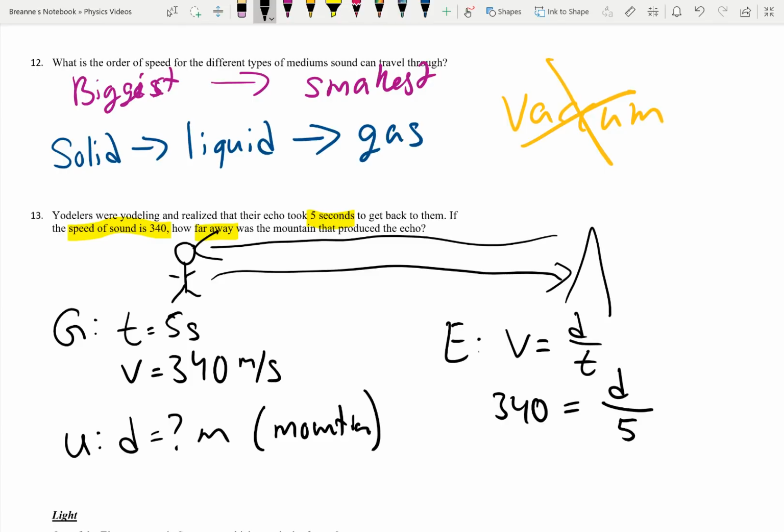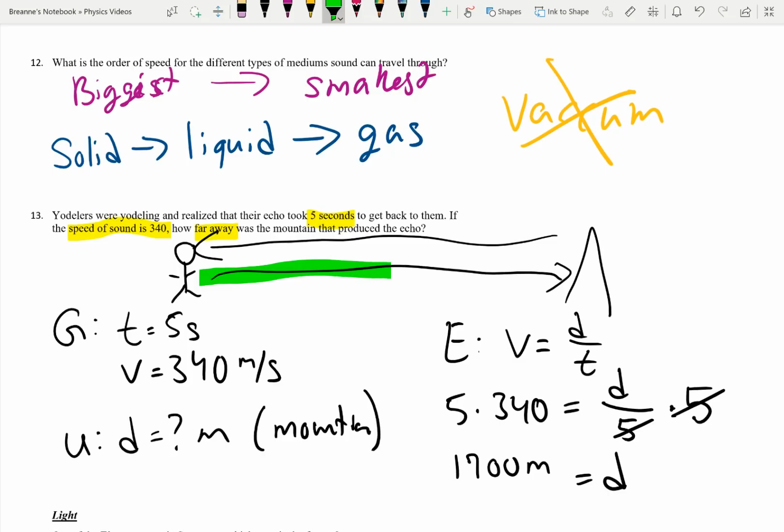We need distance by itself. It's being divided. The opposite of divide is multiply. What you do to one side, you got to do to the other. So you just plug in 5 times 340 in your calculator, and you get 1,700 meters. Now, that is the total distance the sound traveled. The sound traveled from the yodeler to the mountain and then back to the yodeler.